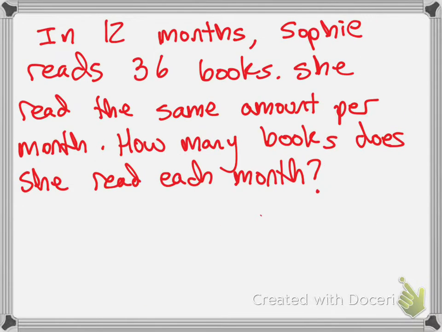Reverse engineer. In 12 months, Sophie reads 36 books. She reads the same amount per month. How many books does she read each month? So what is my unknown here in the problem? What don't I know, Emil?